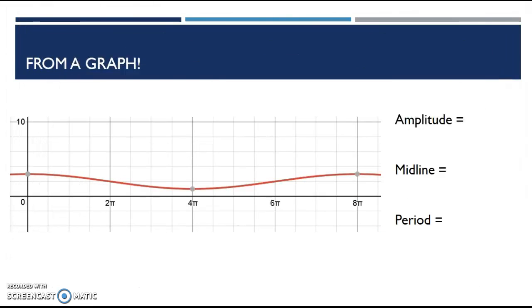Let's look at this one. I'll give you a minute to look and figure it out on your own. Be careful of the axes too. Okay, so hopefully you've seen that the midline is going to be actually at 2 because each one of these is 2, 4, 6, 8, 10. So the midline is at 2. The amplitude is 1 because we're just going halfway up and halfway down. And the period is actually 8 pi. We don't repeat our graph again until we get to 8 pi. So that would be the period.